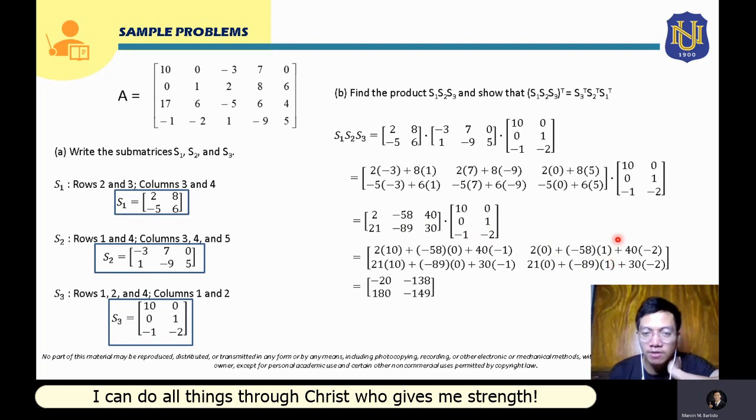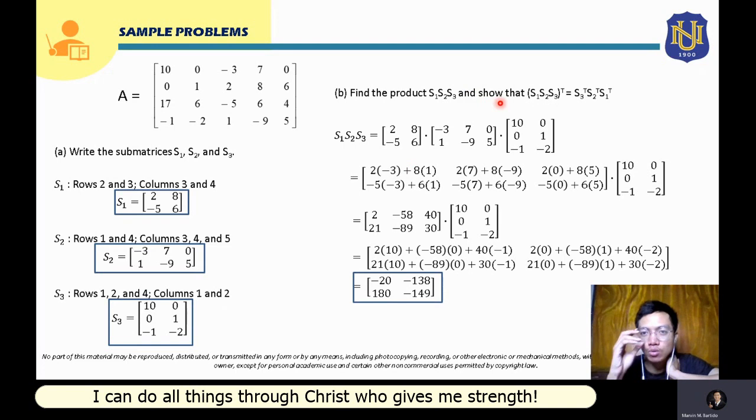Lastly, for this element, this will just be 21 times 0 plus negative 89 times 1 plus 30 times negative 2. So simplifying this, 2 times 10 plus negative 58 times 0 plus 40 times negative 1 will be negative 20. Then 2 times 0 plus negative 58 times 1 plus 40 times negative 2 will be negative 138. Then 21 times 10 plus negative 89 times 0 plus 30 times negative 1 will be 180. And 21 times 0 plus negative 89 times 1 plus 30 times negative 2 will be negative 149. So this will be the product of S1, S2, and S3.